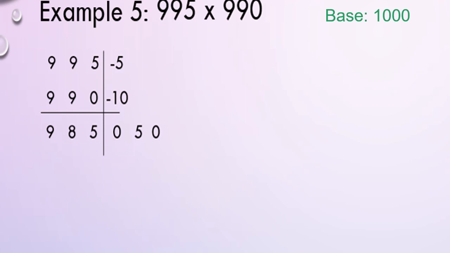Please note that the number of zeros to be added on left side of the right part of answer shall be equal to number of zeros in the base number minus number of digits on right hand side of vertical line. We will illustrate the working of this method through another example.